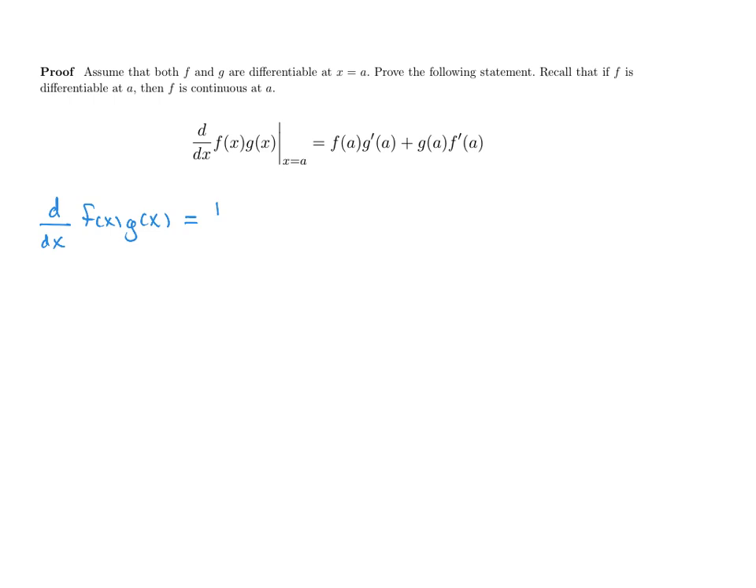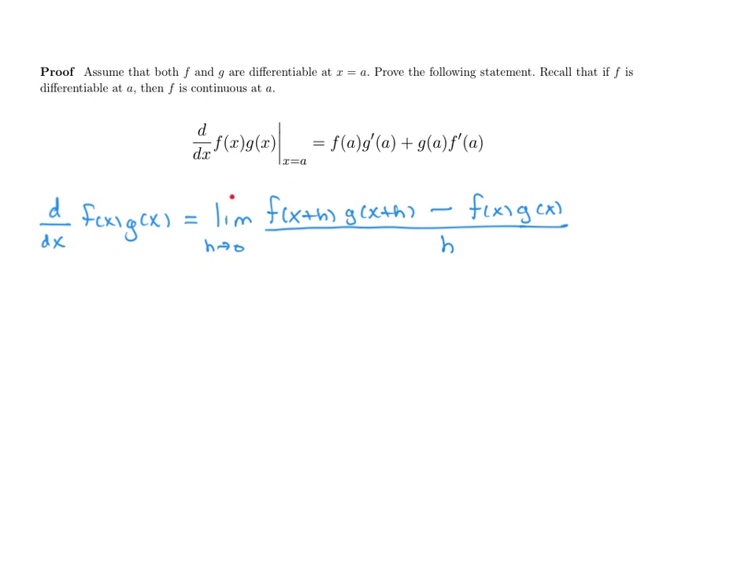Well, we have to use this. The limit, as h goes to 0 of, this entire function evaluated at an x plus h. And what's that? That's f of wherever I see an x, I'll just put an x plus h. And we subtract off the function itself, which is f of x and g of x.